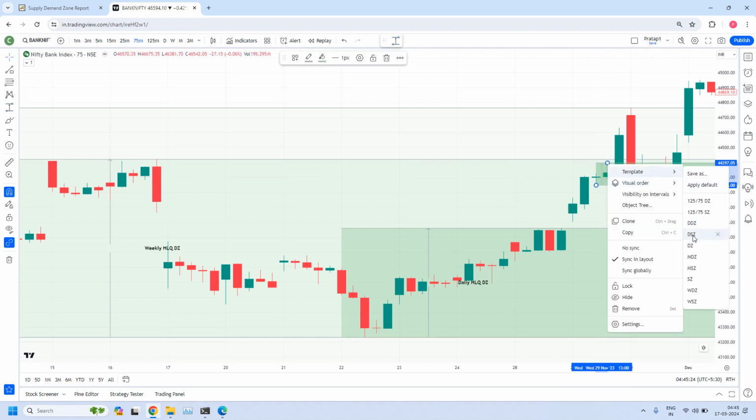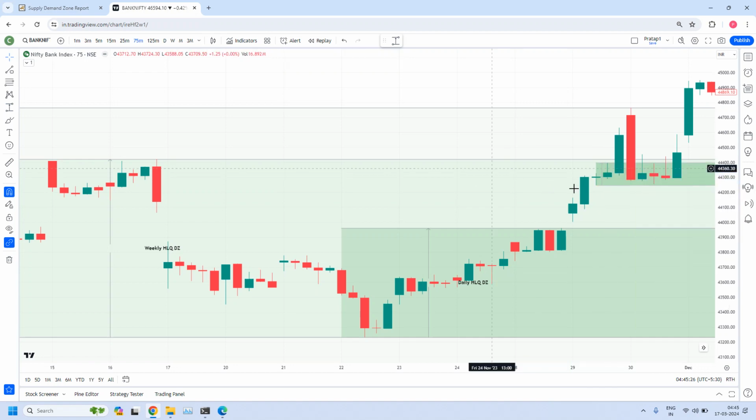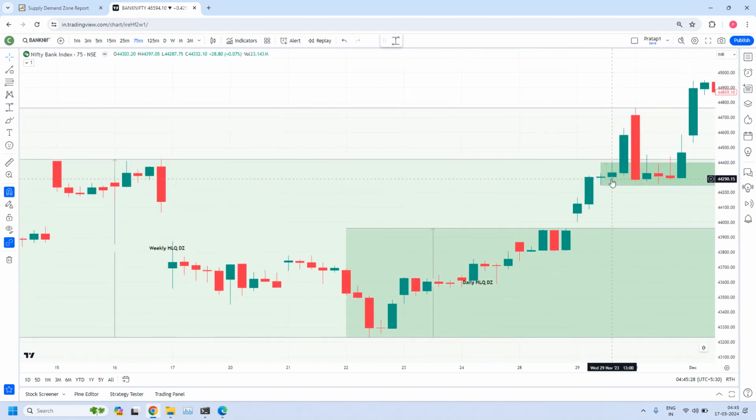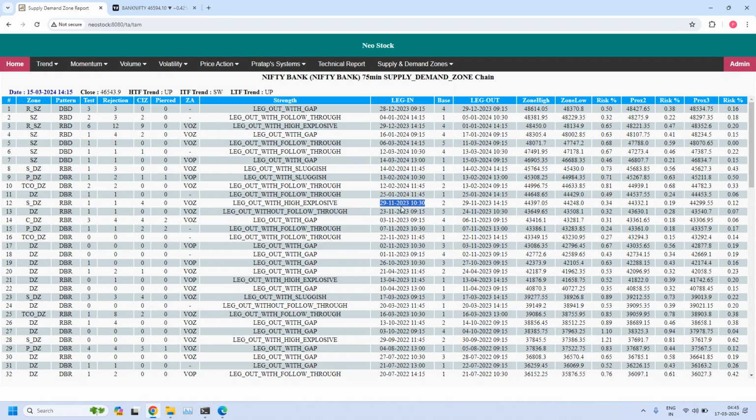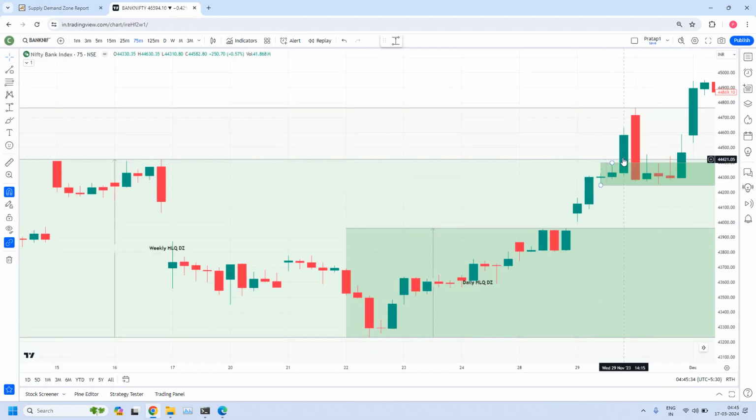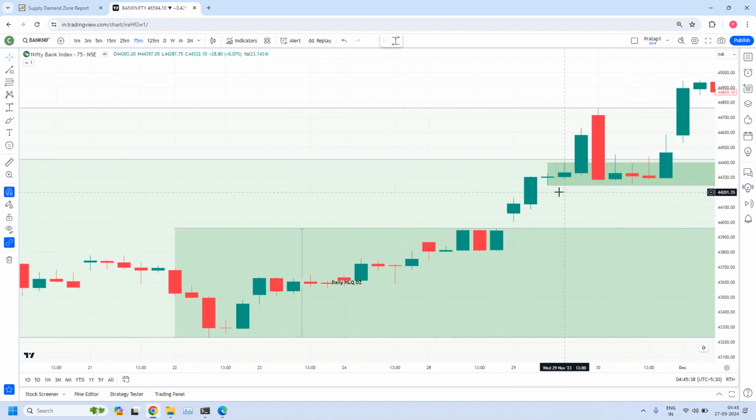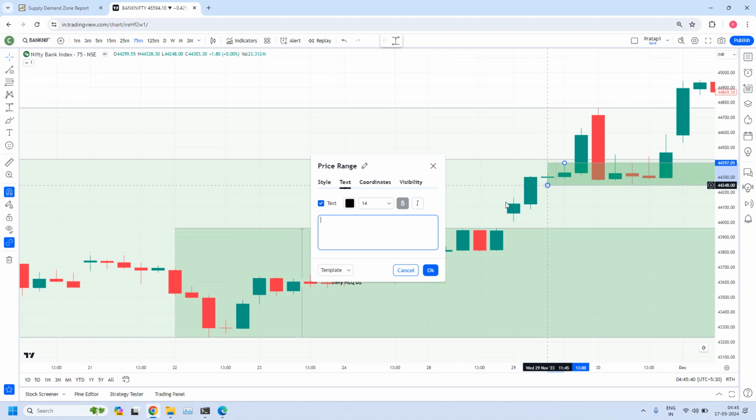This is the demand zone. 29.11, two base candles, 29.11, 14:15. 29 November, 14:15. So this is the zone. This is a 75 minutes high liquidity demand zone.